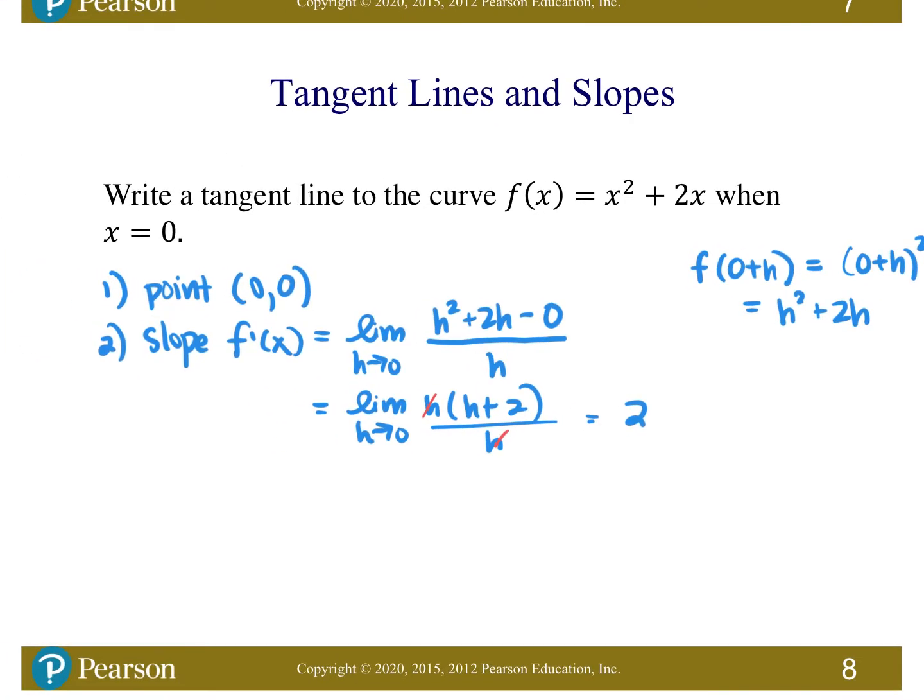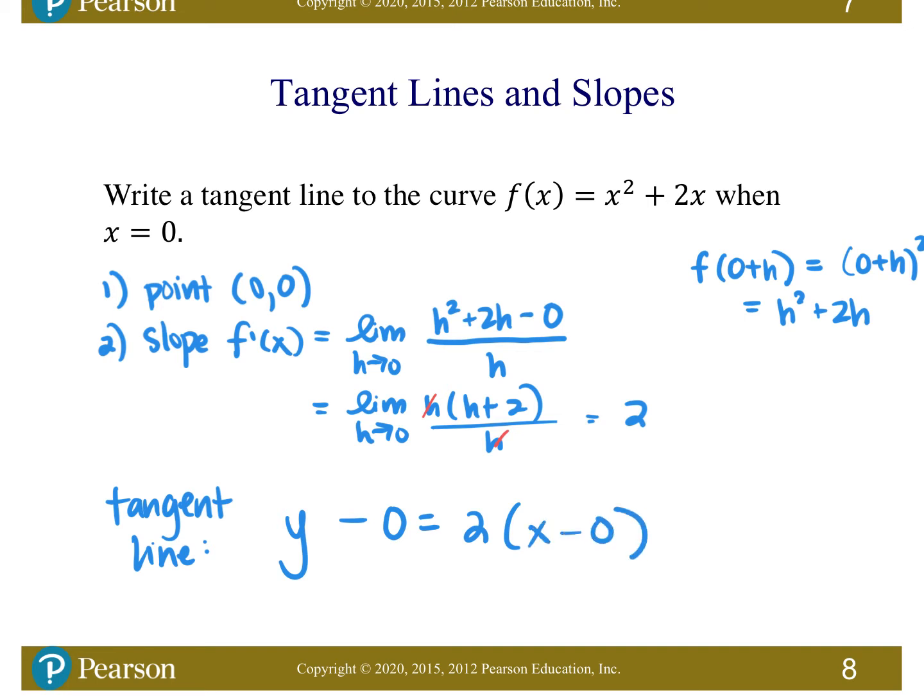So then I write my tangent line using point slope form. The point slope form is y minus the y value of 0, 2 for the slope, and x minus the x value of 0. So that's my tangent line. You do not have to simplify it. Any equivalent answer is fine. If you want to simplify that, if you want to write y equals 2x as the simplified answer, you may, but you don't have to. Any equivalent answer is okay. All right, any questions so far?